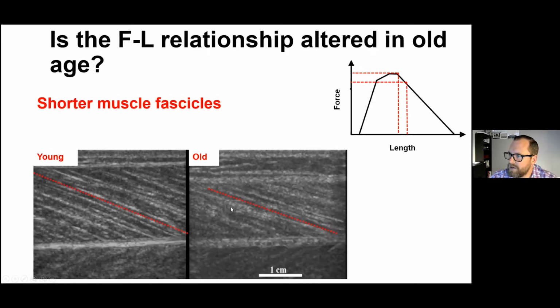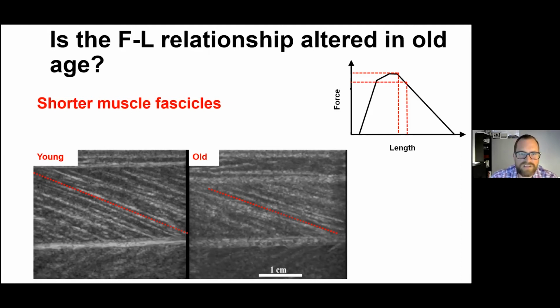So taking an older fascicle and stretching it 1 centimeter and a young fascicle and stretching it 1 centimeter could possibly position those sarcomeres on different portions of the force length relationship. So for example, if we were to take a young fascicle and stretch it 1 centimeter, perhaps the sarcomere length would end up on the plateau, while the old fascicle would end further down the descending limb.